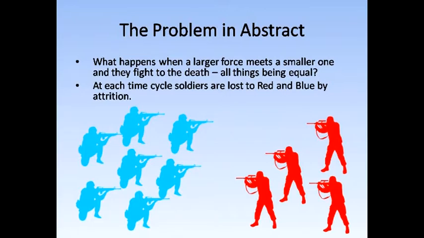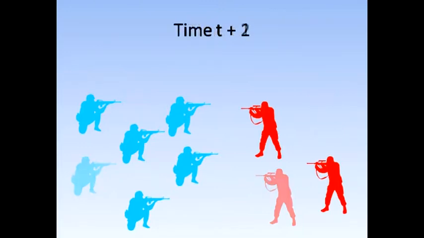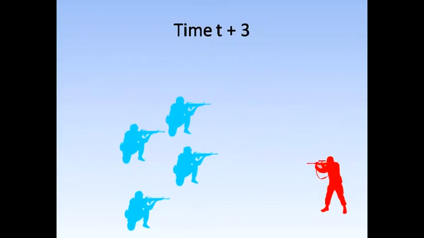Here we have 7 blue soldiers versus 4 red blazing away at each other. How does this turn out? After each unit time, attrition on both sides has worn away the numbers. Here's how we might imagine this fight to go. So at the end, 3 blue soldiers are left standing.